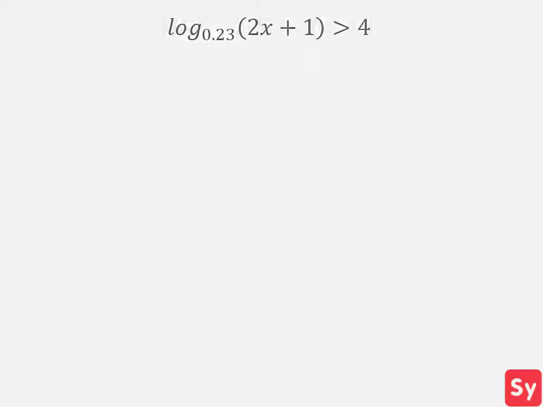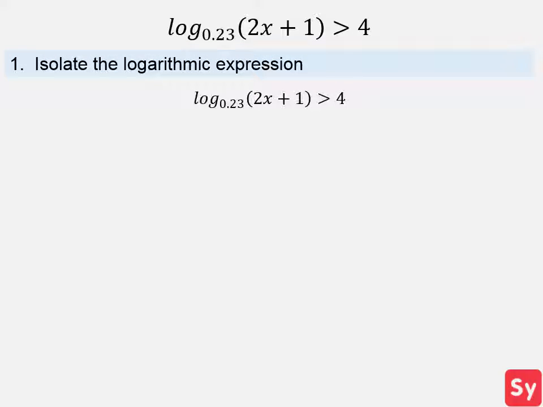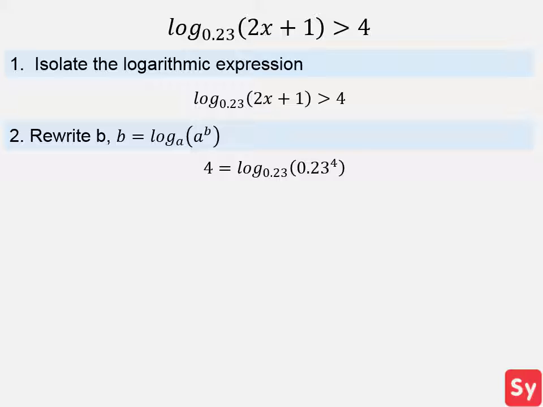Last example, we have log base 0.23 of 2x plus 1 is greater than 4. First, we isolate the logarithmic expression. This is already done, so we can move on to the next step. Next, we rewrite b such that b is a logarithmic term. In this case, b equals 4. So we have 4 equals log base 0.23 of 0.23 to the 4th. Now we can substitute this into the inequality for 4.